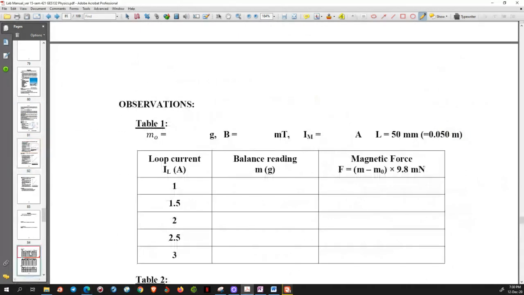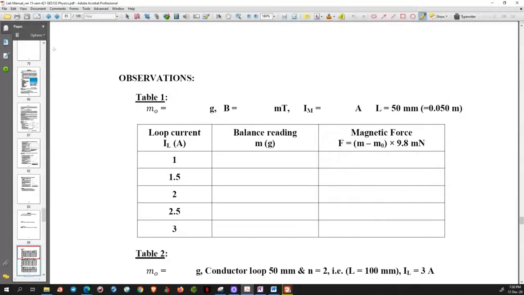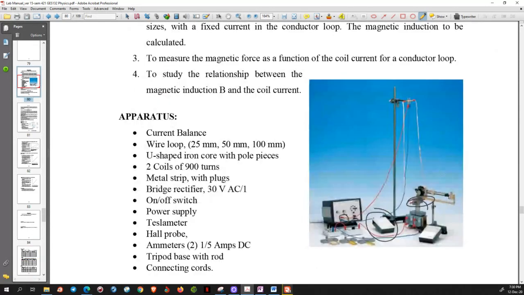Of course, you have to measure first M original by balance. Before you do that, all the power and magnetic field must be off and the circuit must be connected fully. The Tesla meter will give you the B, magnetic field strength. The Tesla meter has the unit millitesla. Where is the Tesla meter? You will not find it here.